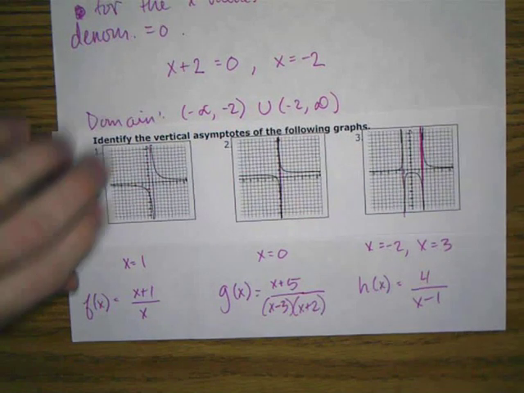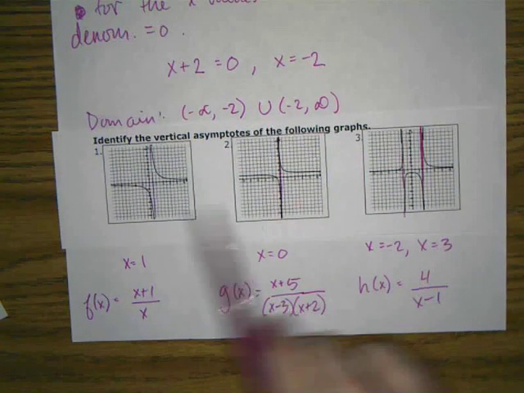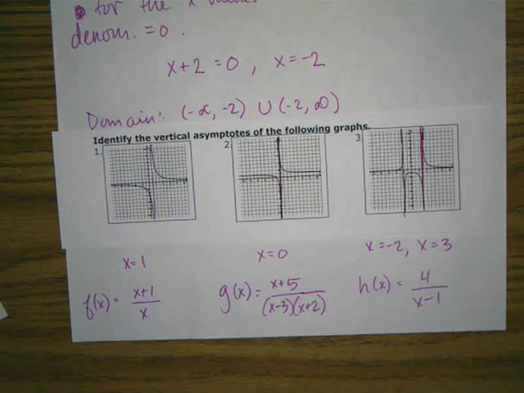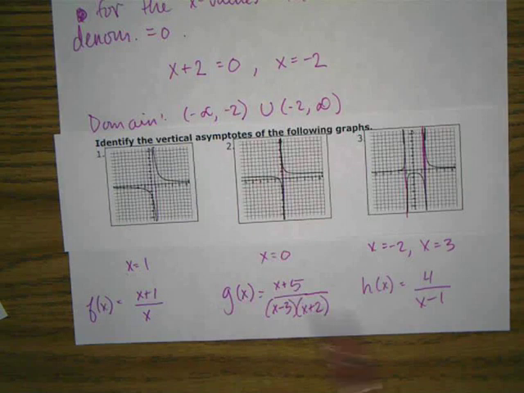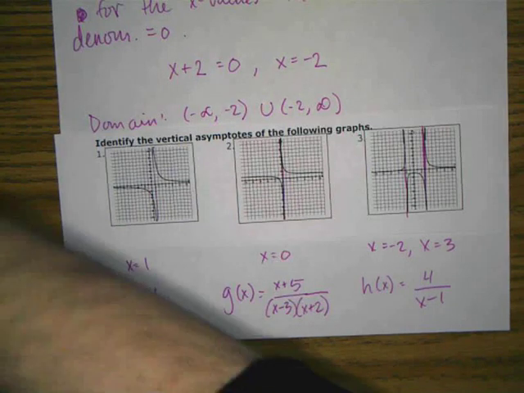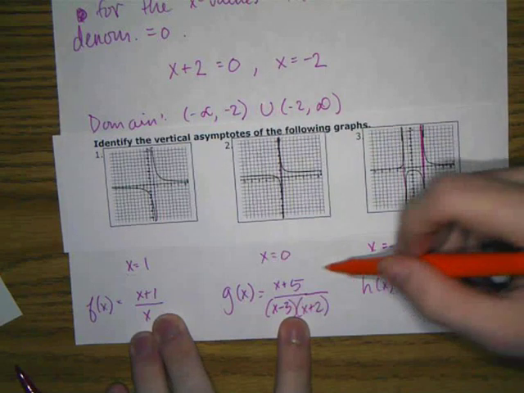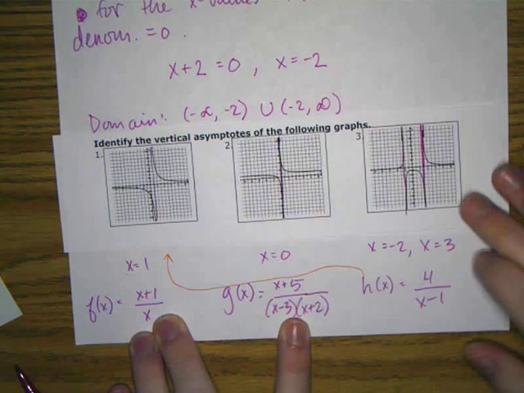So which graphs correlate with which of these functions? These asymptotes here tell us that these numbers are where our denominators equal 0. So based off of that, we can say our denominator for this function would go to 0 when x equals 1. Which one of these goes to 0 in the denominator when x equals 1? Right, it's going to be this one on the right, h of x. So h of x belongs to that graph.